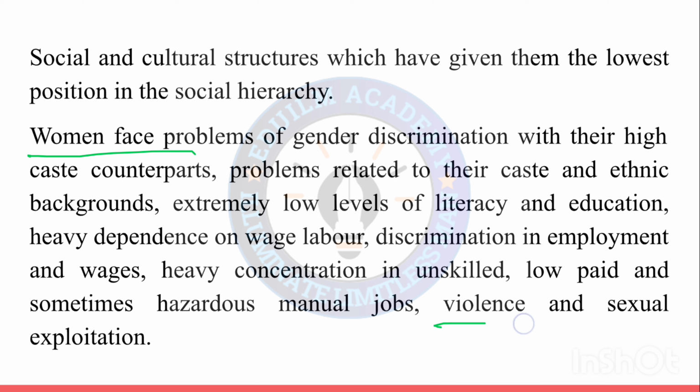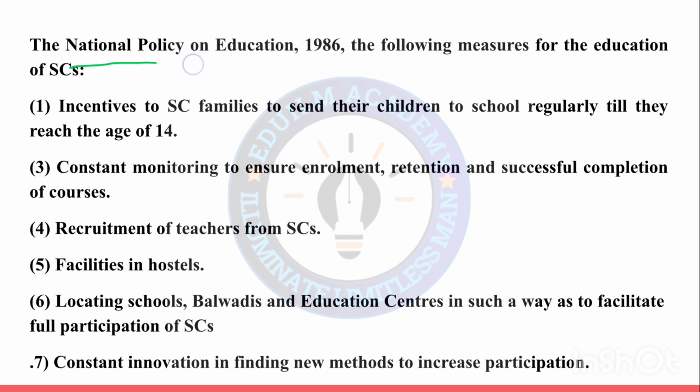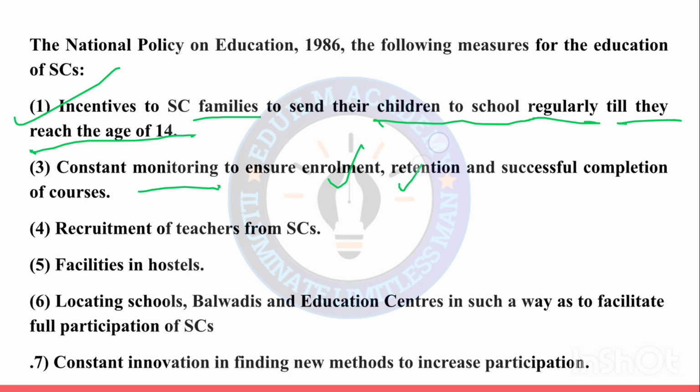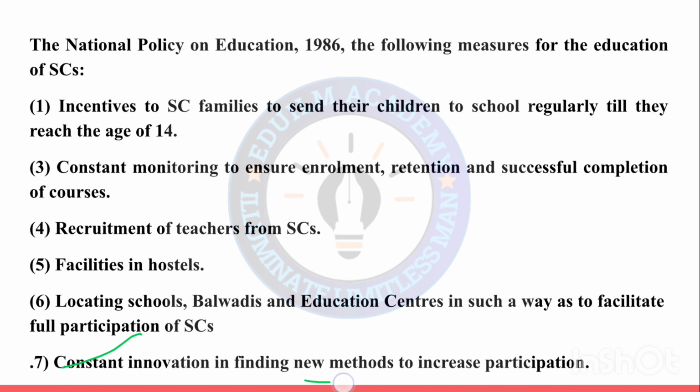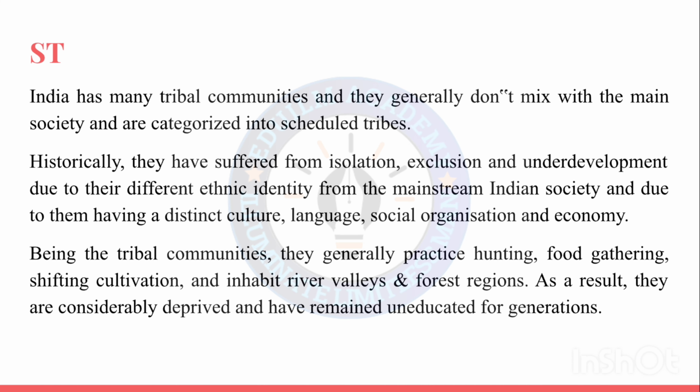Women face violence and sexual exploitation. The National Policy on Education 1986 recommended the following measures for the education of Scheduled Castes. Incentives to SC families to send their children to school regularly till they reach the age of 14. Constant monitoring to ensure enrollment, retention, and successful completion of courses. Recruitment of teachers from Scheduled Castes. Facilities in hostels. Locating schools, balwadis, and education centers in such a way as to facilitate full participation of Scheduled Castes. Constant innovation in finding new methods to increase participation.